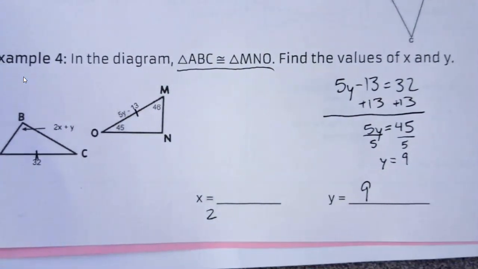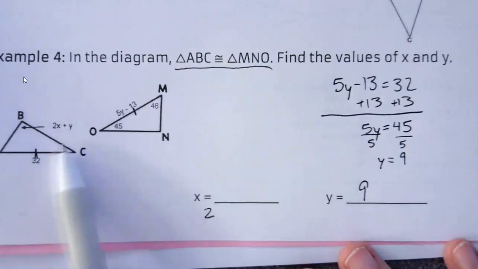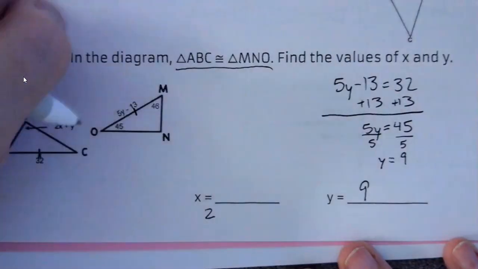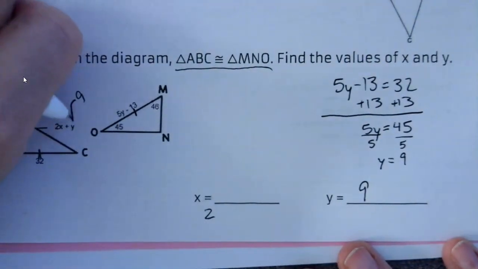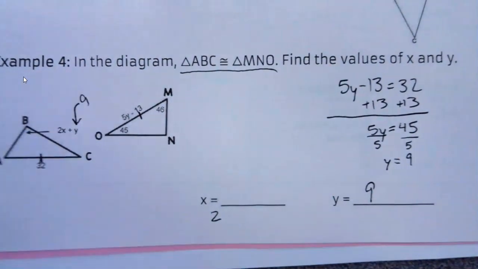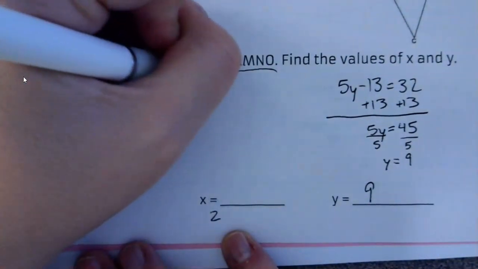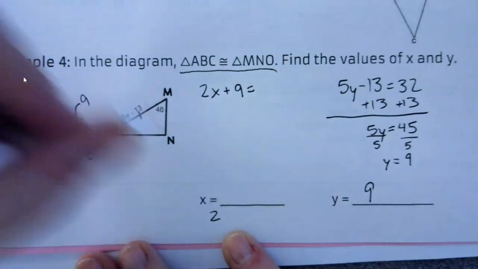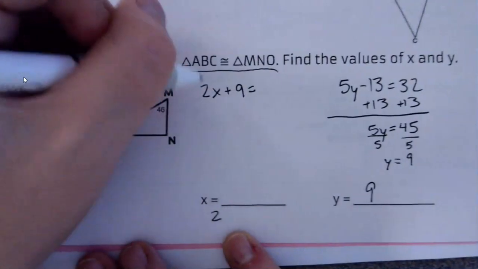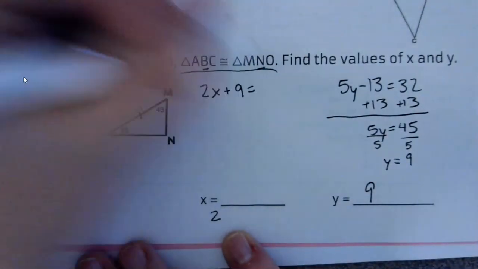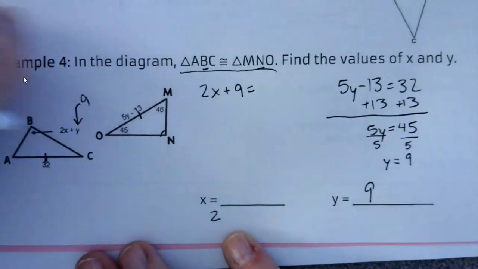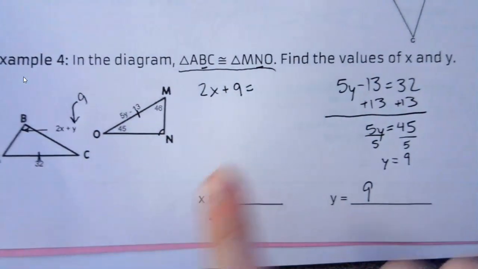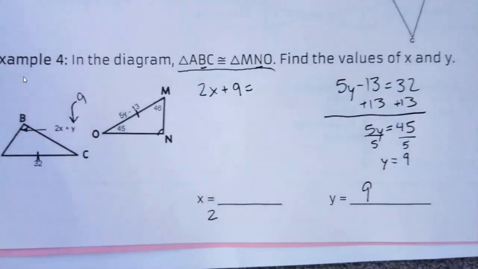All right, we've now figured out what y is. Why did I figure that one out first? Because x and y are in the same equation, and I need to plug that in. So I'm going to take 9 right here and plug it in. And then I want to solve for x, but I have to figure out what angle B is equal to. So angle B is going to be equal to angle N. They're both the second letter. So they're the same. The problem is we don't know what angle N is.